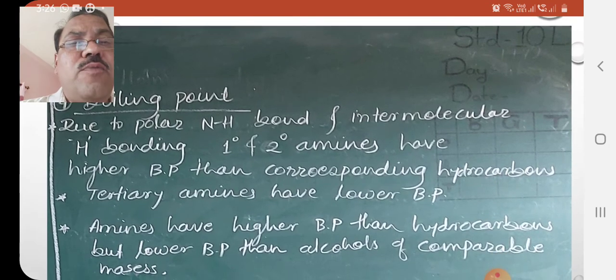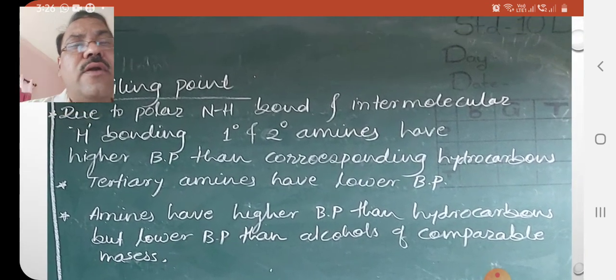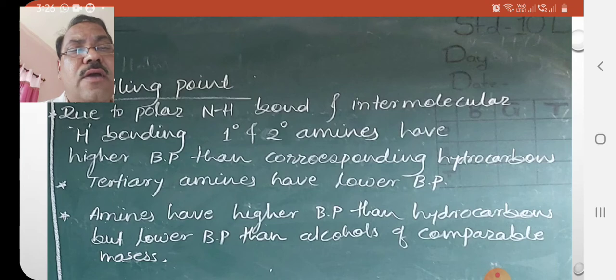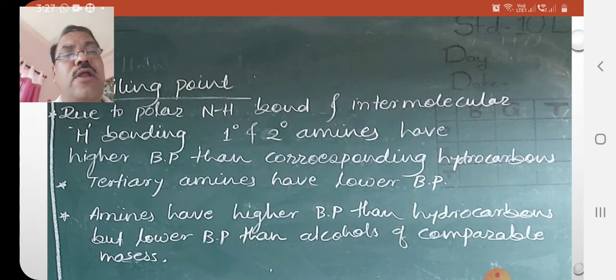Now the fourth property is boiling point. Again the reason is the same: polar N-H bond, intermolecular hydrogen bonding, and therefore first degree and second degree amines have higher boiling point than corresponding hydrocarbons, whereas tertiary amines have lower boiling points, because tertiary amines do not form intermolecular hydrogen bonding. If a substance contains intermolecular hydrogen bonding, its boiling point increases.